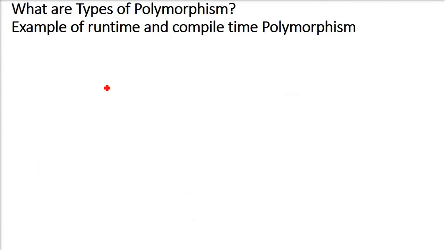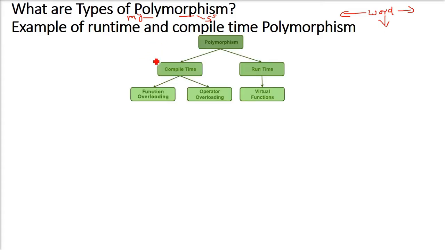What are the types of polymorphism? Examples of runtime and compile time polymorphism. First thing is, polymorphism is what? One face, different acting. That is, one word or one function performing different work depending upon the invocation or depending upon the calling or scenario. Polymorphism has come from two words, poly and morph. Poly means many, morph means the faces or shapes. So it can be of two types, compile time and runtime.